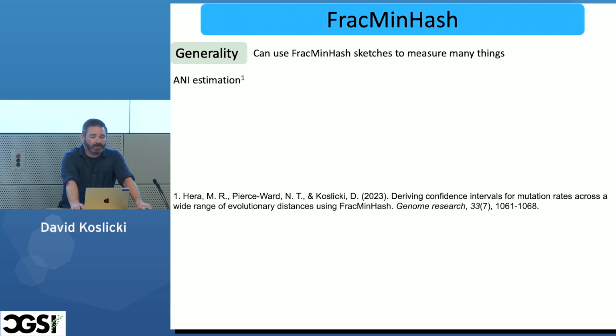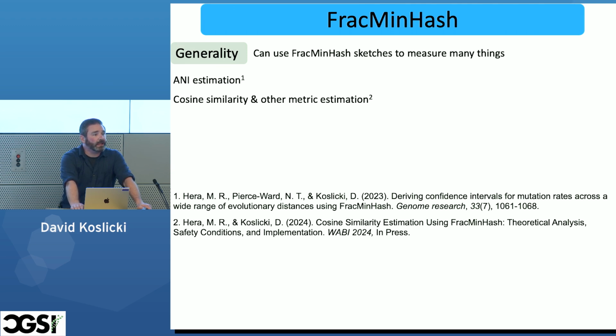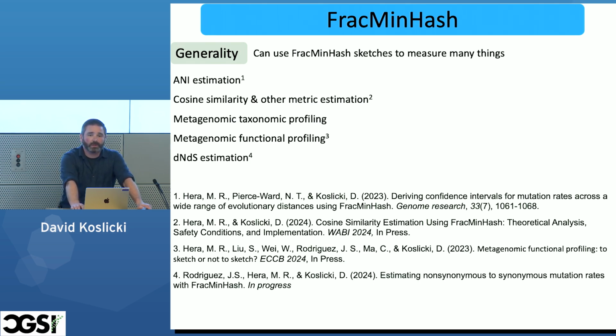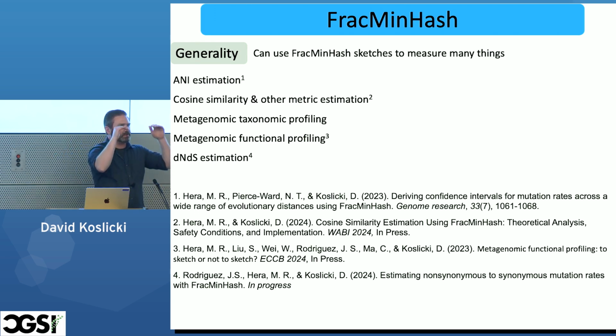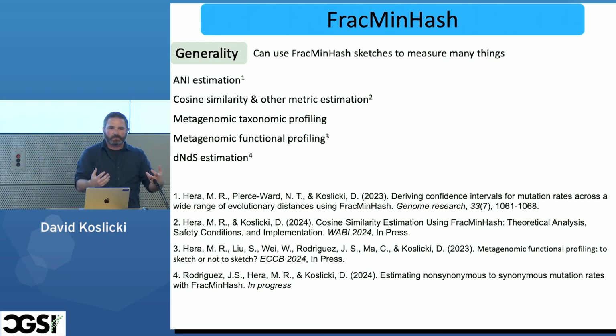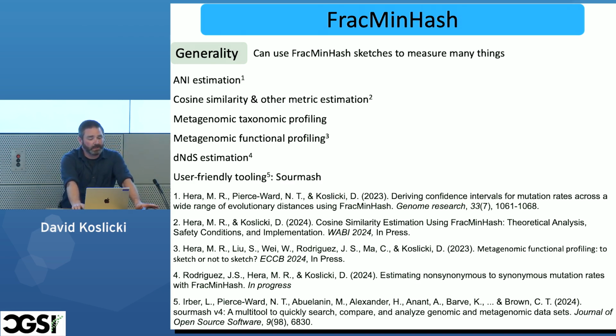After looking at FracMinHash sketch, there's been an explosion of different things that you can do with it. So I wanted to give you sort of a real brief tour of that here. We can calculate average nucleotide identity with it. You can also calculate other metrics like cosine similarity using these FracMinHash sketches. You can do taxonomic profiling, which is essentially what I'm talking about here for metagenomes. You can do functional profiling here. You can also do things like dN/dS estimation. dN/dS estimation is a ratio of the non-synonymous mutations versus synonymous mutations and allows you to characterize positive, neutral, or negative selection. And a community has grown around this, so there's a lot of user-friendly tooling to be able to use these FracMinHash sketches.